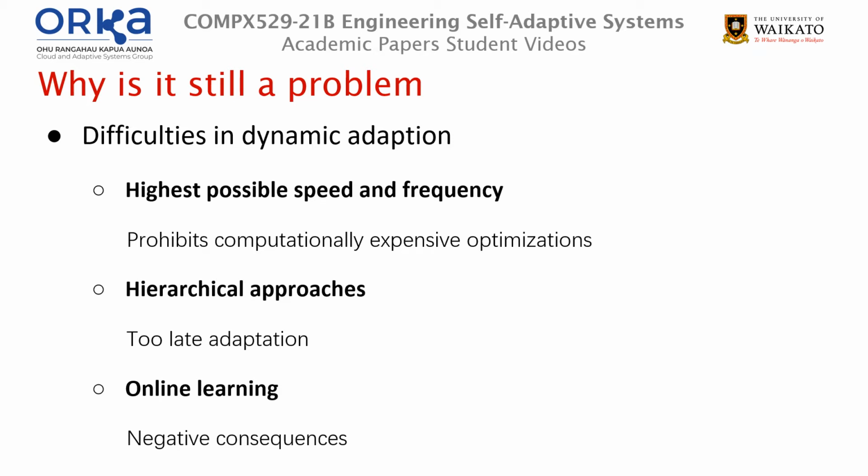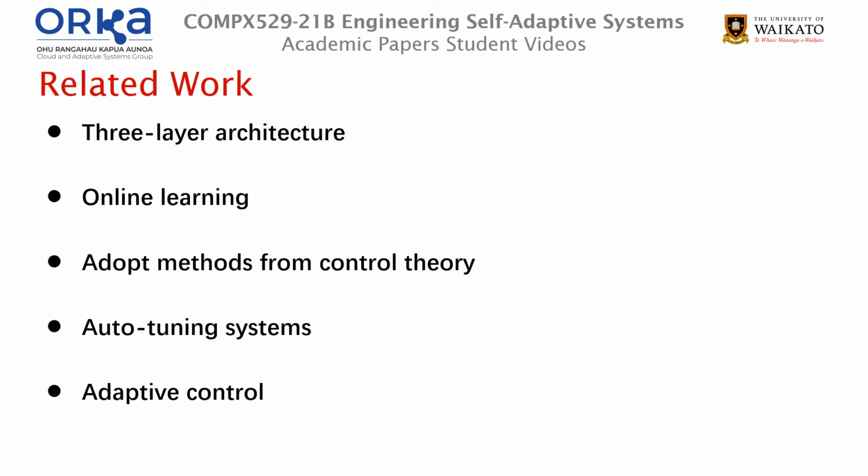Hierarchical approaches, such as the three-layer architecture, change the adaptation logic only after observing that the adaptation logic is not appropriate in the current context, which may be too late. Online learning improves the adaptation logic by a trial and error process, which may require many observations to converge, with negative consequences on the live systems.